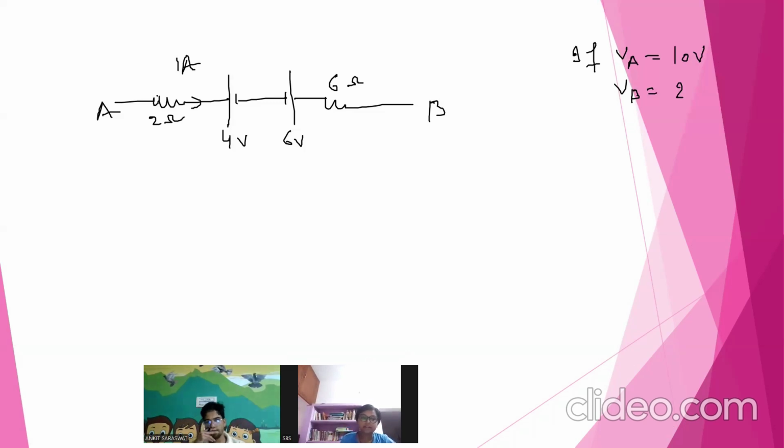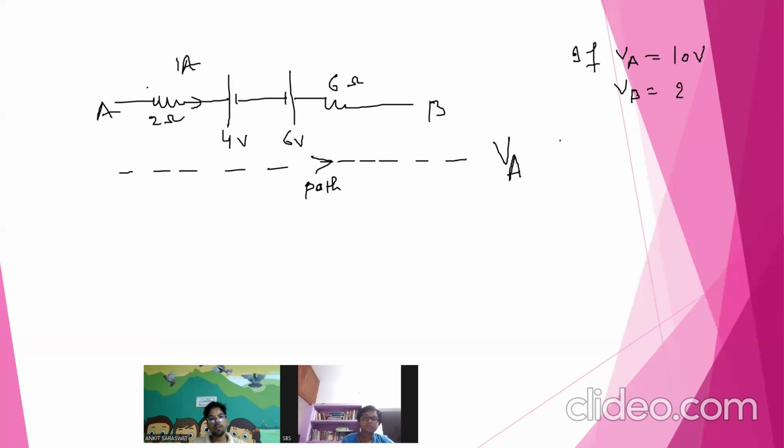Yes, sir. First of all, decide the direction of path. This is the direction of path. You can take any path. I'm moving from left to right. Clear? Now, what is the potential at A? I'm moving from A to B. I will apply the summation of all the potential changes. It should not be zero because it is an open loop. So at A, the potential is VA.